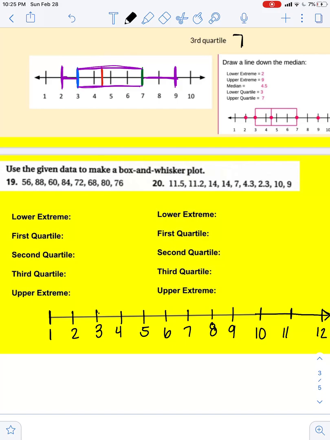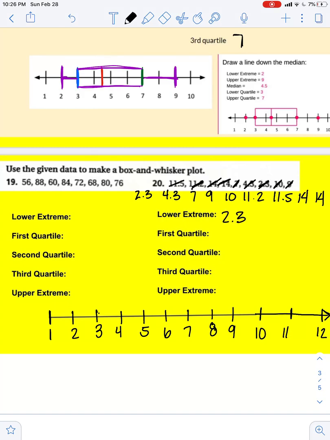So what I'm going to do now is order these from least to greatest. So it will be 2.3, 4.3, 7, 9, 10, 11.2, 11.5, 14, and then 14 again. So here I have 1, 2, 3, 4, 5, 6, 7, 8, 9 numbers. So I'm going to have 4 on either side of my median. So let's go ahead and start.